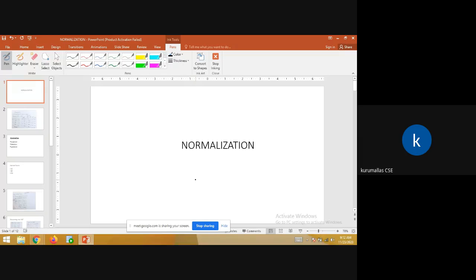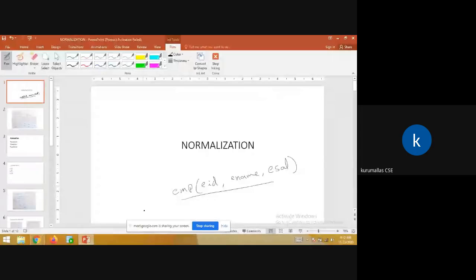Today's class is very important for your final exams and your campus interviews also. The topic is normalization. Basically, normalization is one of the techniques used for schema refinement. For example, what is a schema? If you want to write a schema for employee: employee id, employee name, and employee salary. This is a schema of the employee, right?